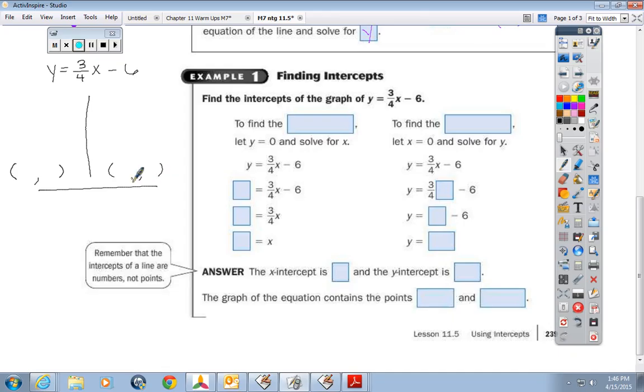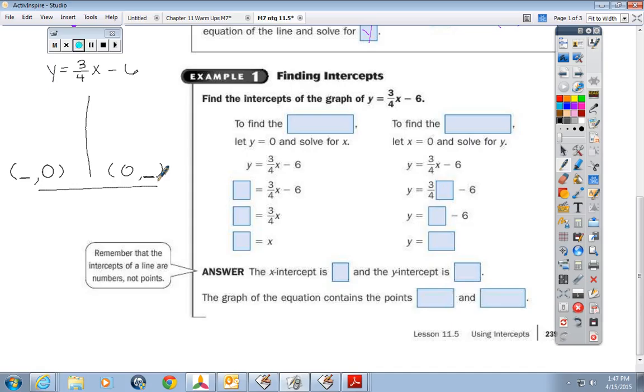The first time I solve this equation, I'm going to replace y with 0, and I'm going to find x. The second time I solve it, I'm going to replace x with 0, and I'm going to find y. So I've only got to solve it twice. But with our other lesson, how many times do we have to solve it? 3. So I only have to solve it twice now. Remember, is the first number x or y? First number is x, the second number is y.